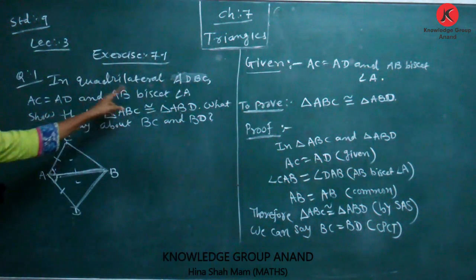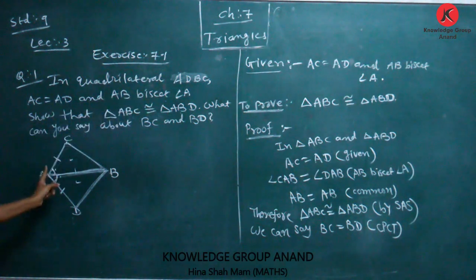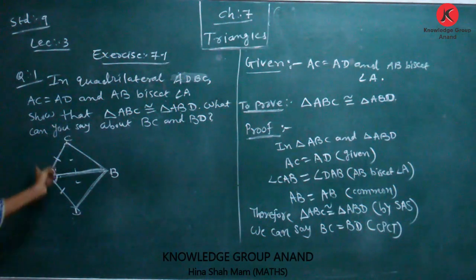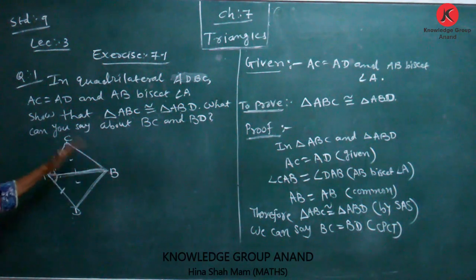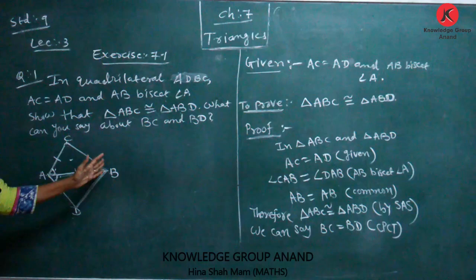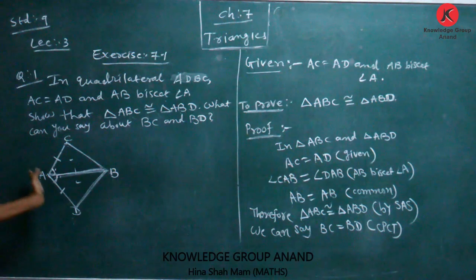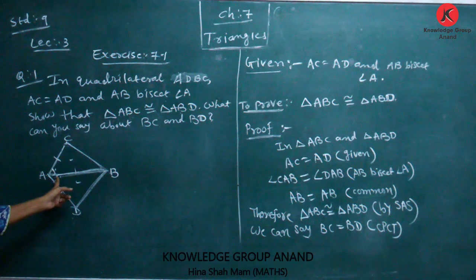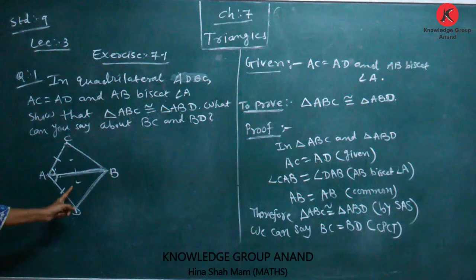Again, in quadrilateral ADBC, AC is equal to AD and AB bisects angle A. We write a quadrilateral's name in clockwise or anti-clockwise order, like ACBD or ADBC. But if I write ABCD, it is not for jumping. In quadrilateral ADBC, AC is equal to AD and AB bisects angle A. Show that triangle ABC is congruent to triangle ABD.